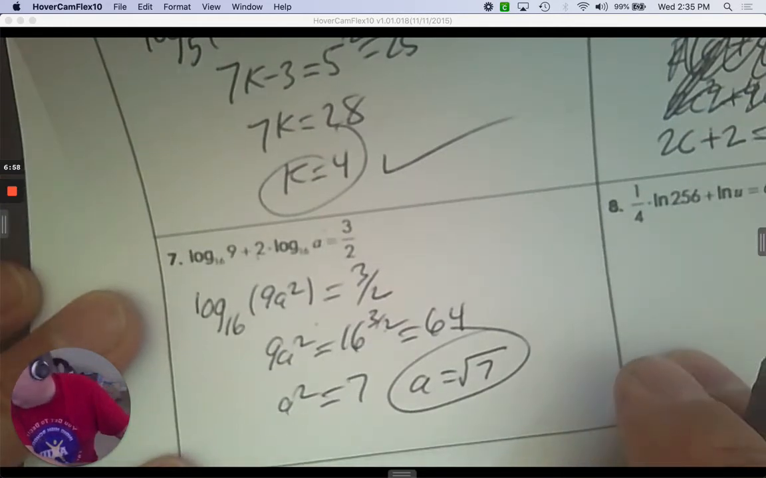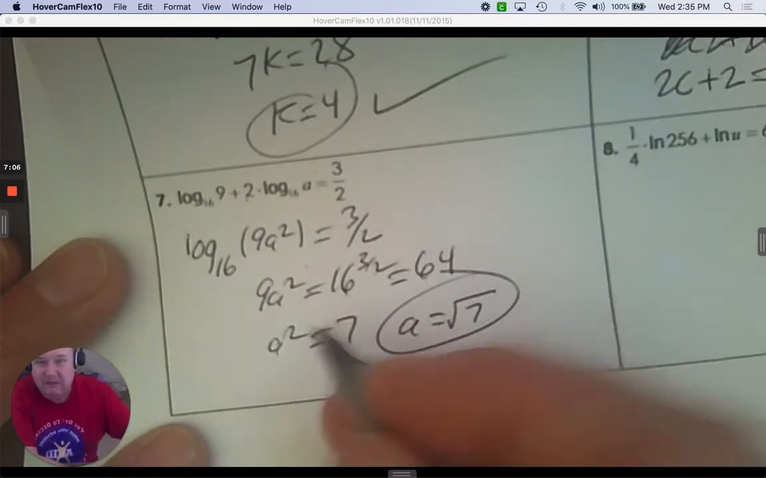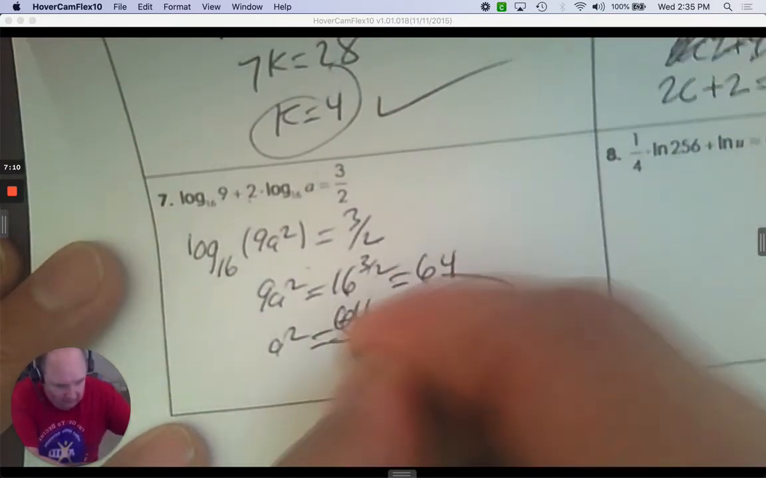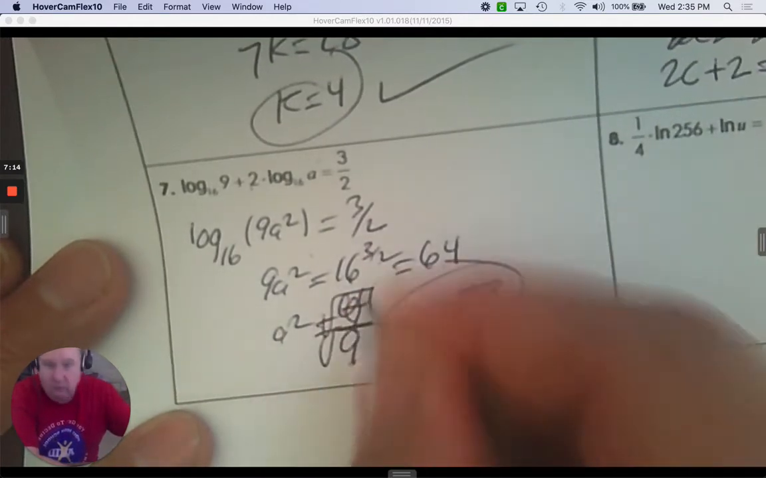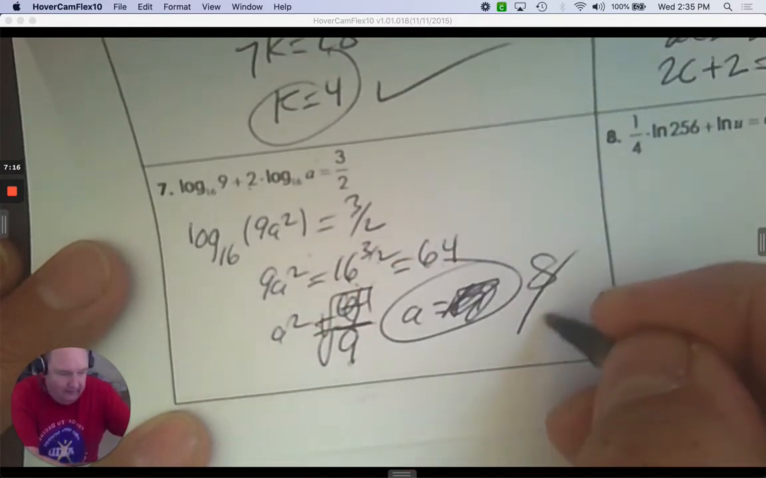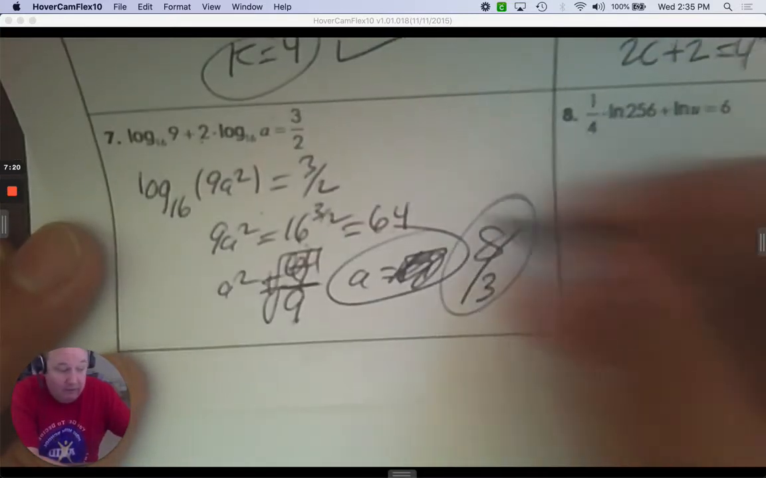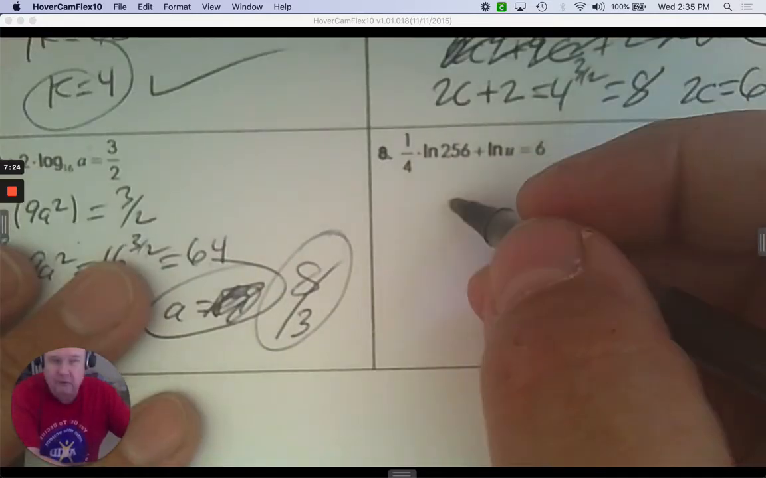Let's see, what did I do wrong here? 9a squared. Oh, I know what I did wrong. Ha! Does 9 go into 64 evenly? Absolutely not. So it's like 64 over 9. Write it as a fraction so that when I do it, I just take the square root of the top and bottom. So that's 8/3. But it's only positive 8/3, not negative. All right, let me try again.